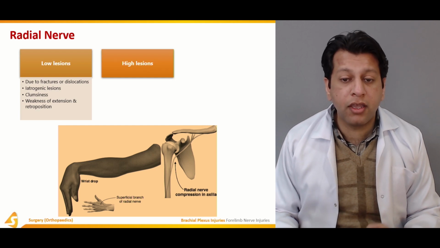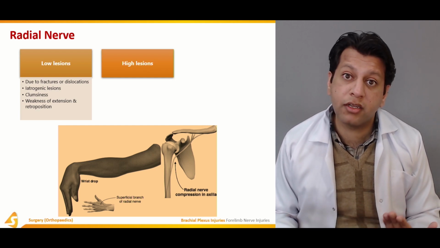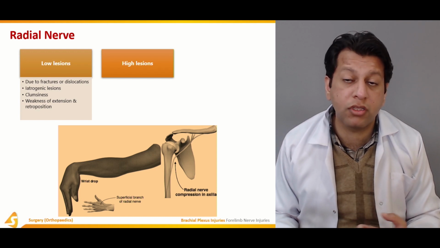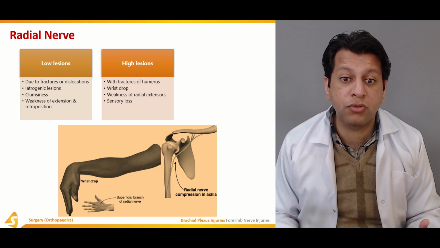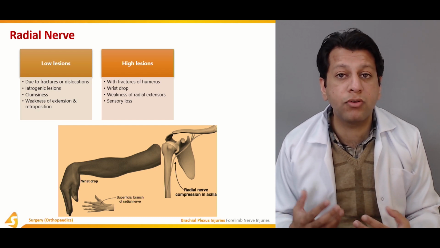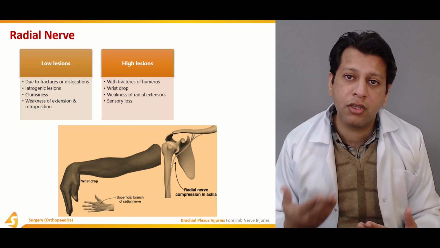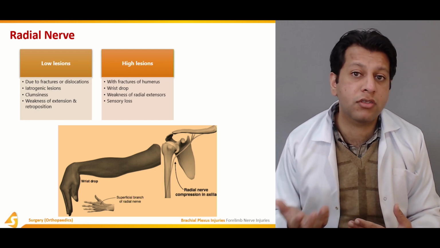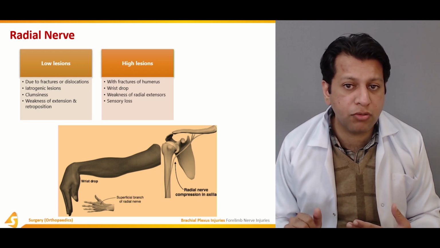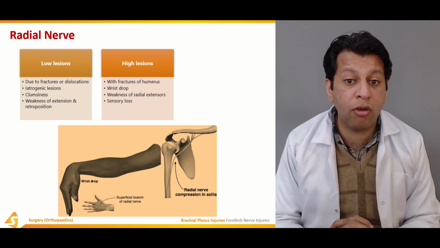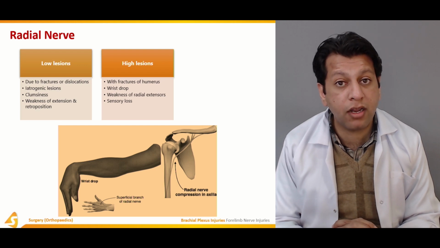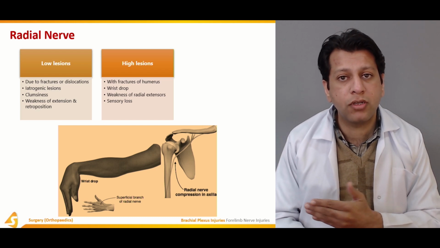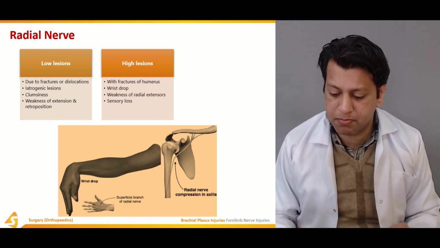forearm. A high lesion usually occurs in the spiral groove of the humerus, in which the radial nerve courses through the arm. This happens with a fracture of the humerus, and all the muscles of the forearm extensor compartment can be paralyzed, as well as the extensors of the hand and the wrist. This will result in wrist drop. There will be weakness or paralysis of the radial extensors and sensory loss over the lateral 1/3 of the radial side of the forearm.